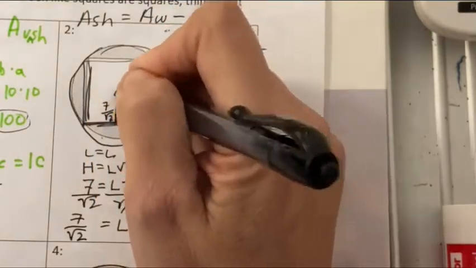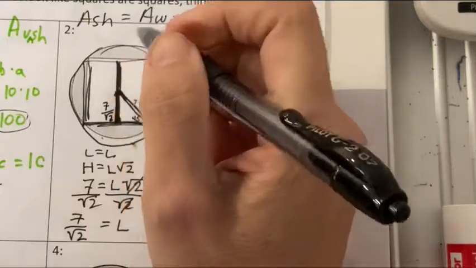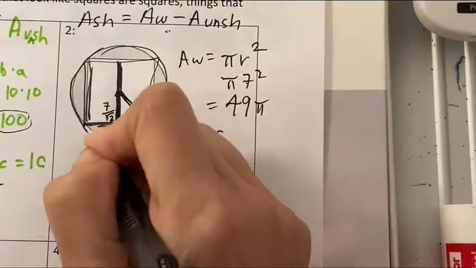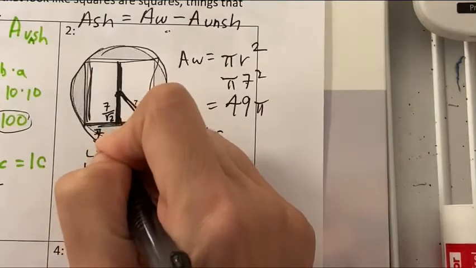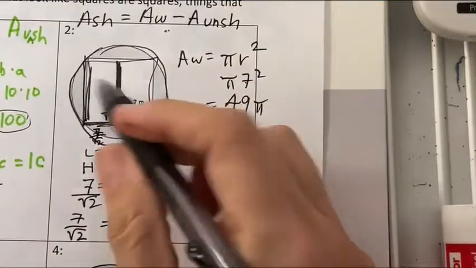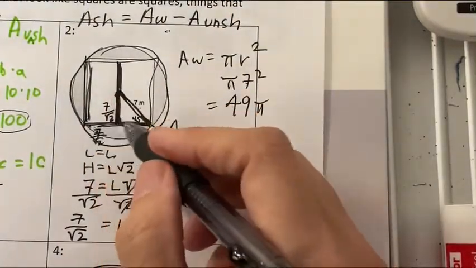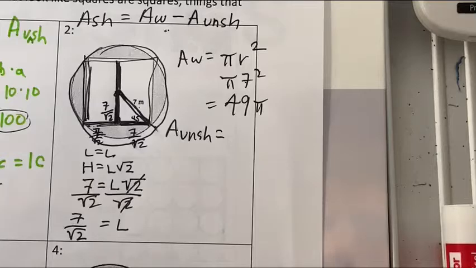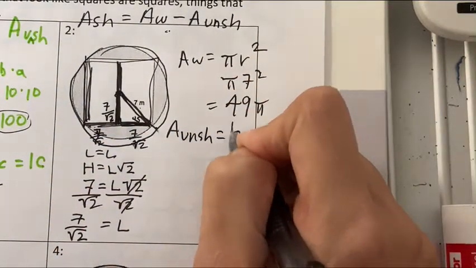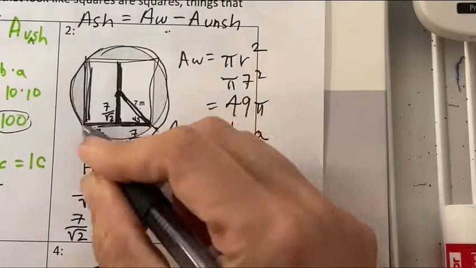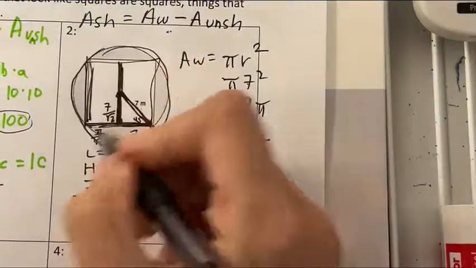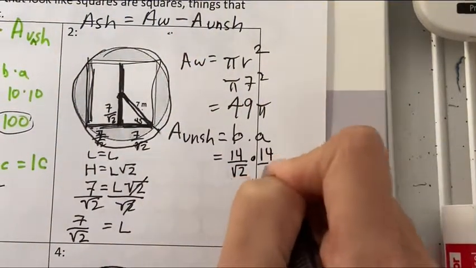And that's this dimension. It would also be that dimension as well, right? It would also be this dimension as well, 7 divided by the square root of 2. So this bigger shape, this unshaded region, should be 7 and another 7, so a total of the base should be 14. Base times altitude: the base should be 14 divided by the square root of 2.